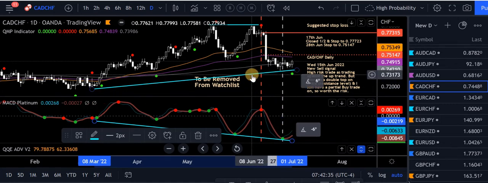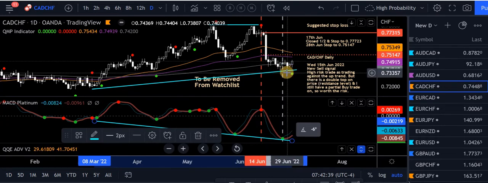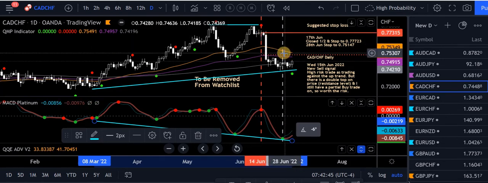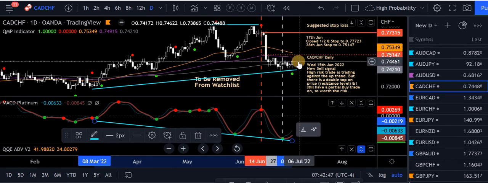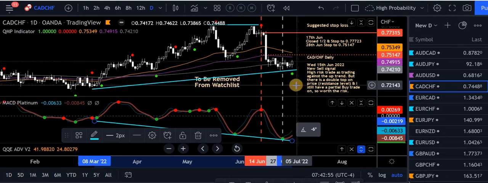It's not an ideal setup on the divergence, I don't think. I probably like the support level better. But having said all that, this is being removed from my watch list. We're in a sell from up here. Now the stop's there. On Monday, I'm going to close it and we'll be done with the CAD Swiss. It's removed from the watch list. So it's a winner, big win.